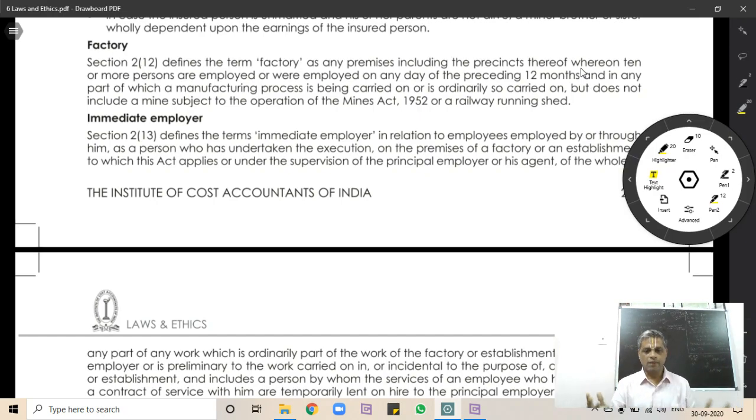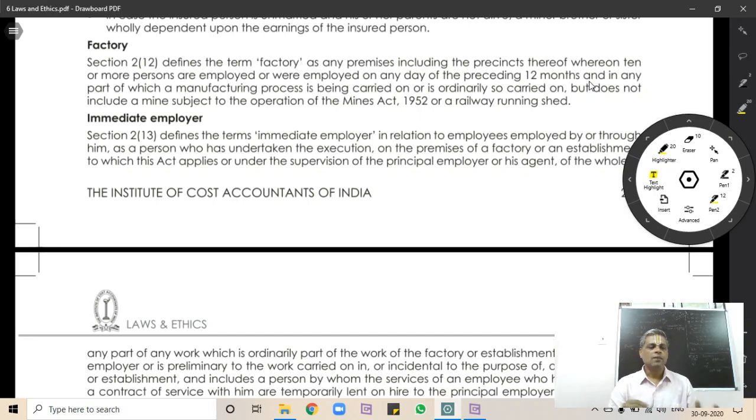A factory is a building where manufacturing happens, and also the precincts, the support activities that happen within the premises. That's also called a factory, where 10 or more persons are employed. This is more important. Where 10 or more persons are employed or were employed on any day of the preceding 12 months, and any part of the manufacturing process is carried on or ordinarily so carried on, but does not include a mine subject to the operations of the Mines Act or a railway running shed.